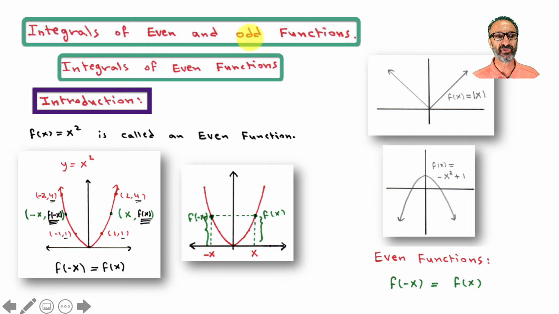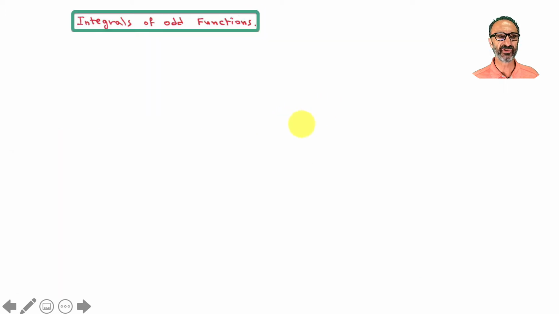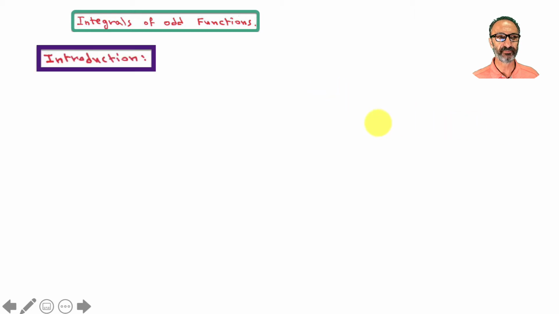Let's go to the second keyword, which is odd functions. In odd functions, we'll start in a similar way with an introduction. The best example, what do you think? Earlier I took the best example for evens, f of x equals x to the second. So for odd functions, it's going to be x to the third. Yes. How does it look?